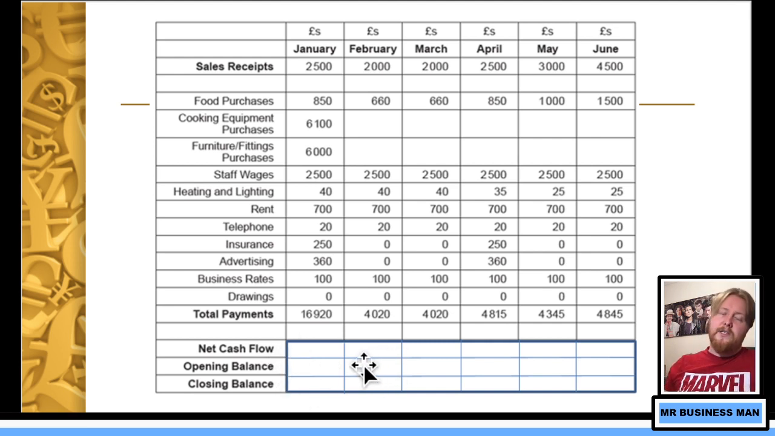So what did we start with? We started with 5.5 grand. What happened? Well, we made 2 grand, but we spent 4. Okay, so that's minus 2 grand. So whatever we started with, we then minus 2 grand off it. That'll become our closing balance.